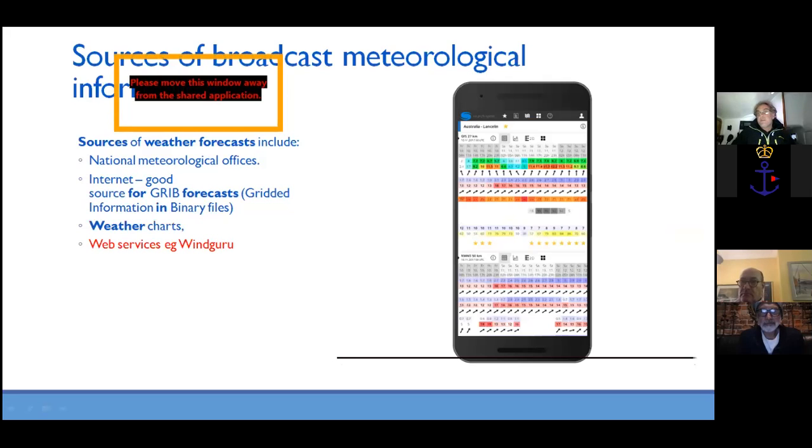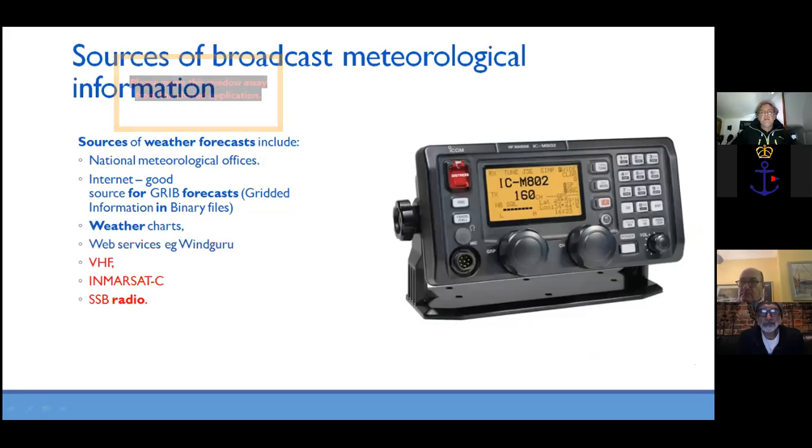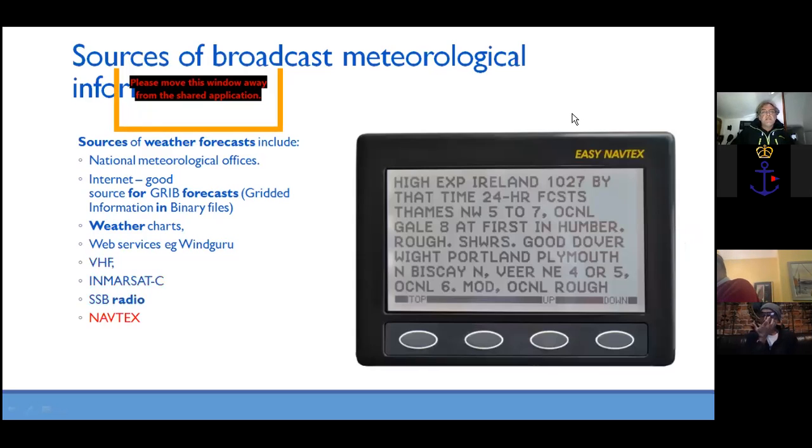And then you've got web services like WindGuru. A lot of people use WindGuru to predict wind, that sort of thing. You can obviously get it through your HF, your VHF, or your Inmarsat-C. You look in your list of signals, your signals book. It will tell you what time of day and on what channel it is broadcasting weather. Navtech sends it out. Here's a nice Navtech report for Northern Ireland. Okay, occasional gales, things like that.